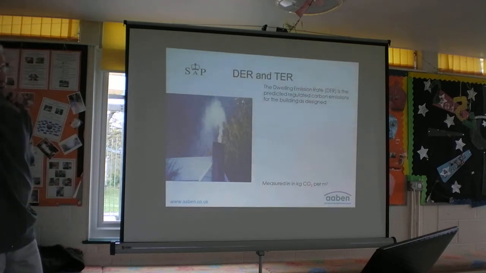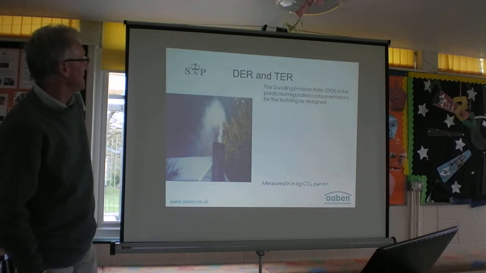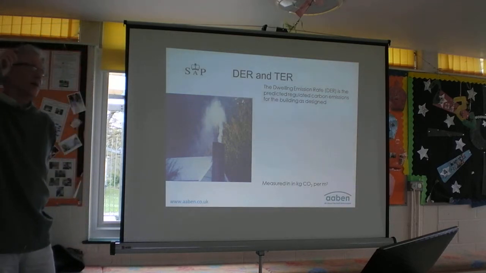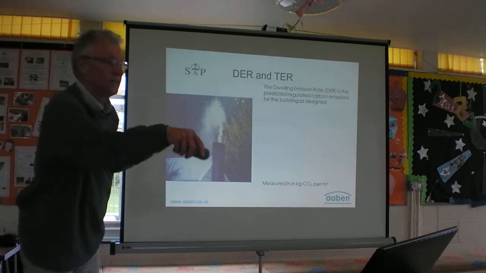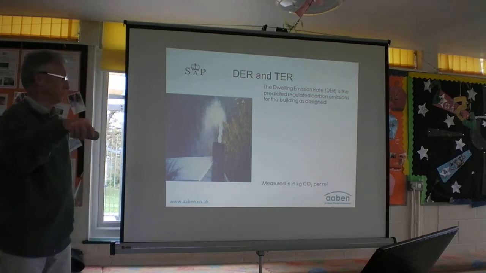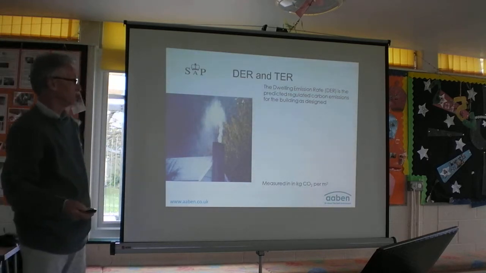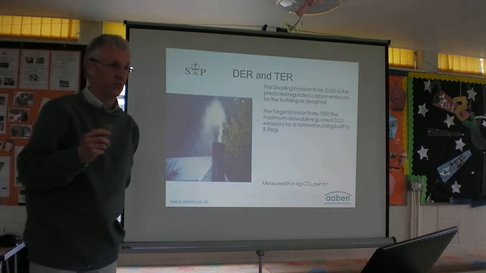You need to understand two terms. The first one is DER, which is the dwelling emission rate. Now this is the emissions that SAP calculates your design will produce. The dwelling emission rate. Think of it as design emission rate, if you like. The second thing is the target emission rate.